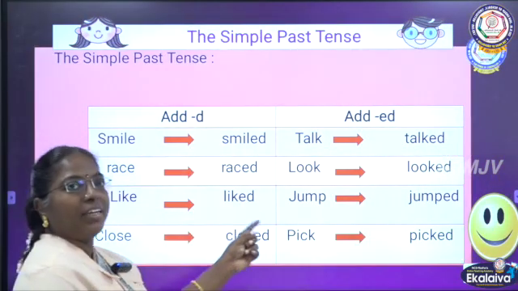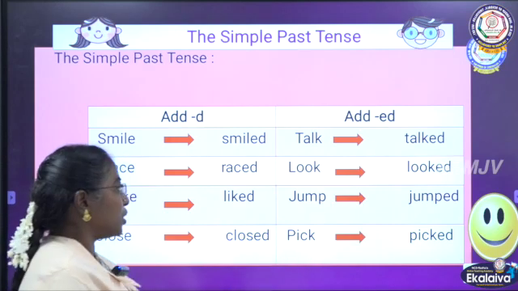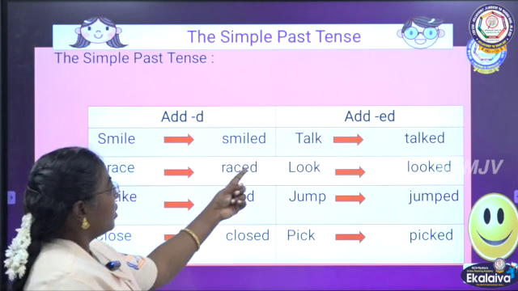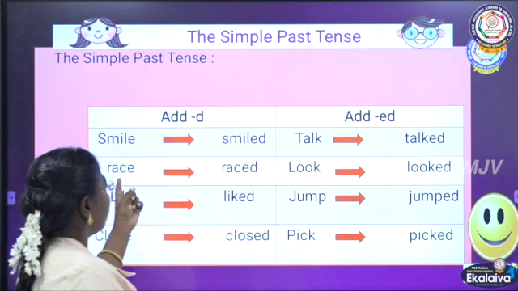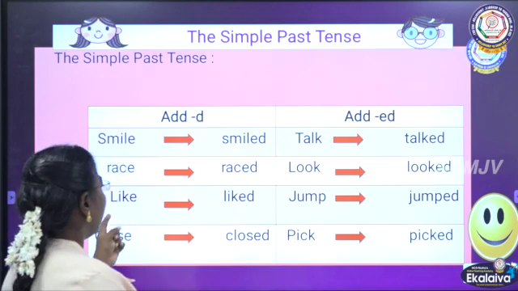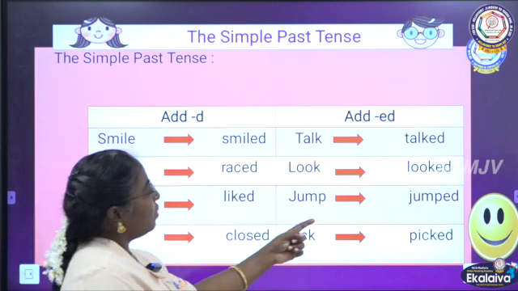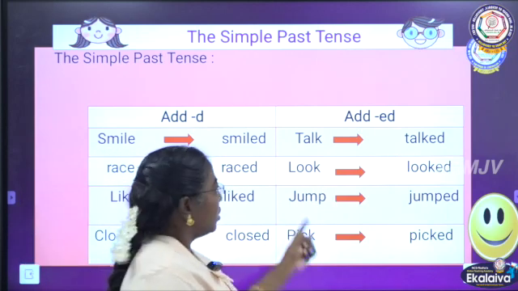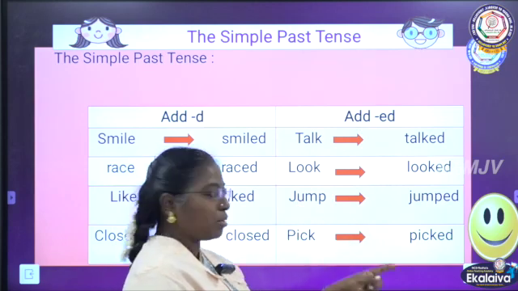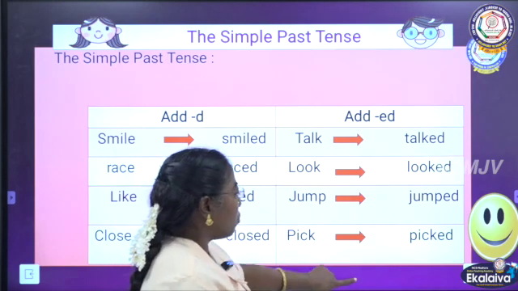We add d to the base form of the verb, and sometimes we add ed to the base form of the verb. For example, smile, smiled. We are adding d here. The base form of the verb is race, and we are adding d. Like, liked. Close, closed. And we add ed to these words: talk, talked; look, looked; jump, jumped; pick, picked. We are adding ed to the base form of the verb here.